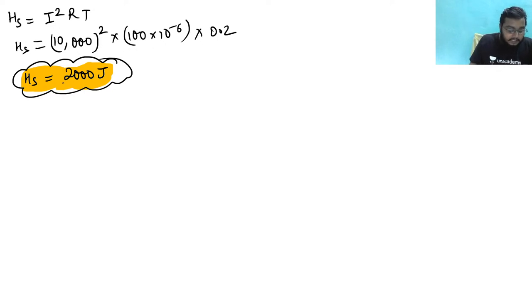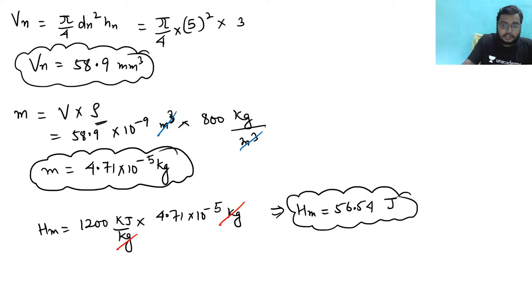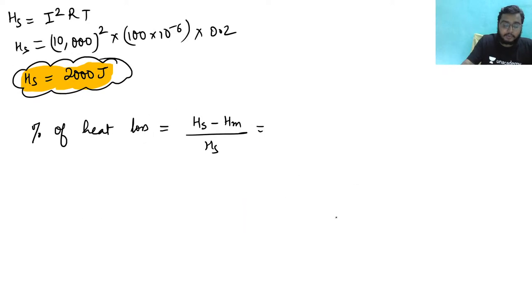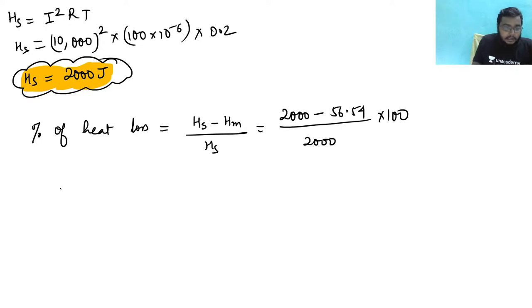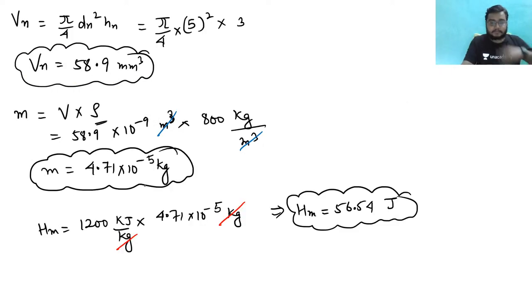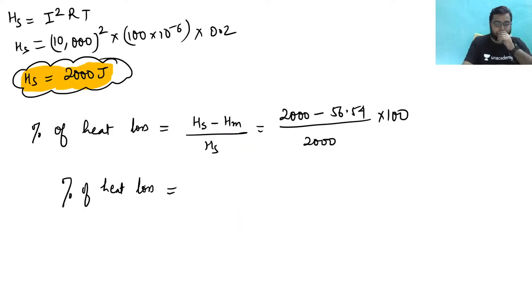Now see the HS and the HM. Now if you find this HS and the HM, what is the percentage of heat loss? The percentage of heat loss would be HS minus HM by HS. HM is 56.54. So that would be 2000 minus 56.54 divided by 2000, and by multiplying by 100 you can calculate it. Now tell me the answer. What would be the percentage of heat loss?